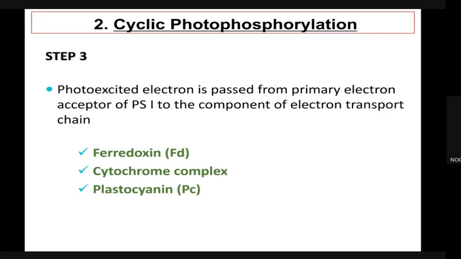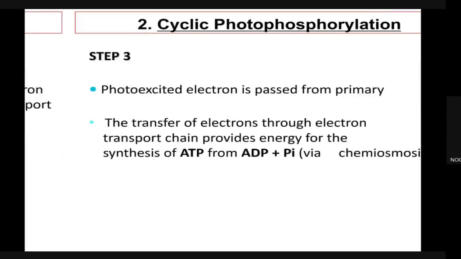The step 3 in cyclic photophosphorylation is when the electron is passed from the primary electron acceptor to the components of the electron transport chain. The difference between this ETC and the non-cyclic photophosphorylation before is that in cyclic photophosphorylation, the components of the electron transport chain are ferredoxin, cytochrome complex and plastocyanin. There is no plastoquinone, PQ. In this cyclic photophosphorylation, the components start with ferredoxin.